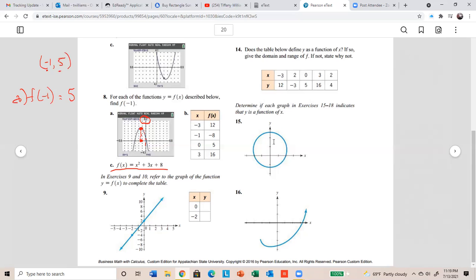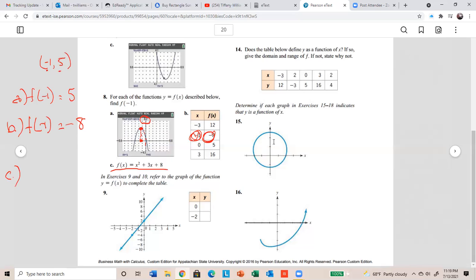I do think that the graphs are probably the most confusing when it comes to finding functional values. It's hard to break that point apart to see it as an x and a y value. The tables are a lot easier, so let's do part B. So part B, same question. I want to figure out what f of negative 1 is. So f of negative 1, here's my x value of negative 1. What's the associated y value? And the associated y value is going to be negative 8. So f of negative 1 is negative 8.